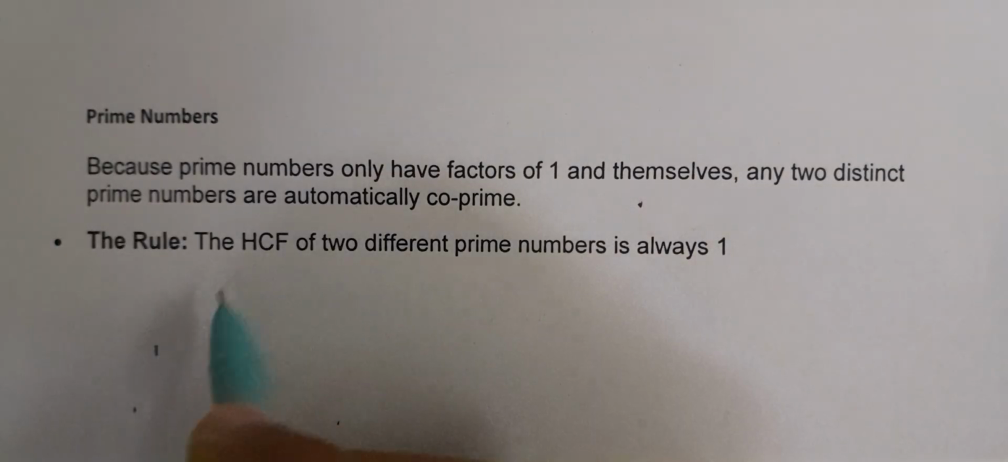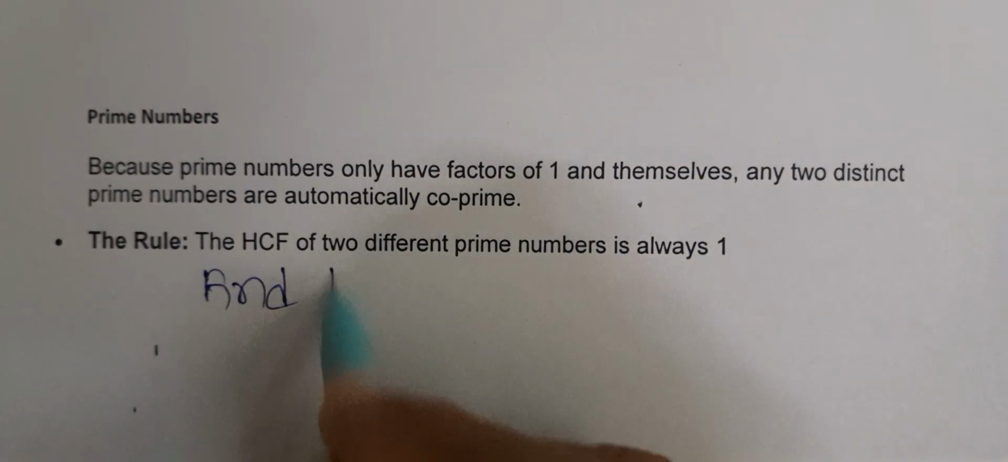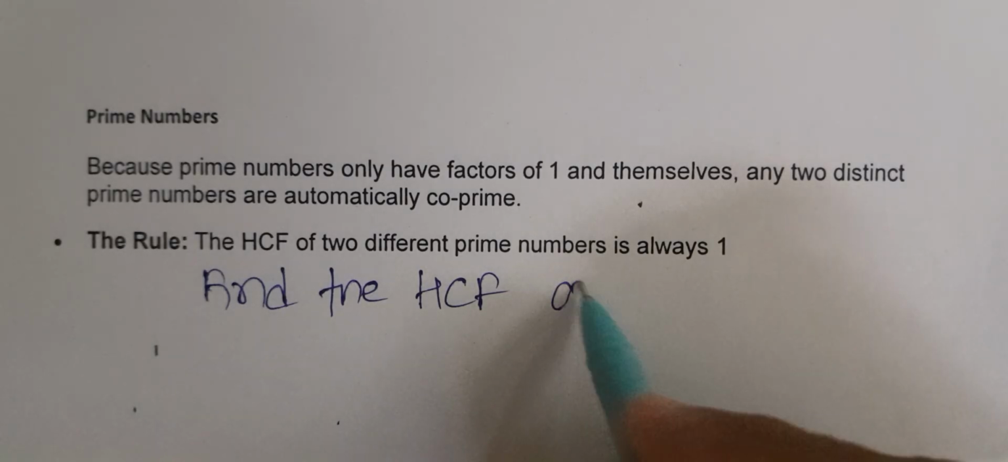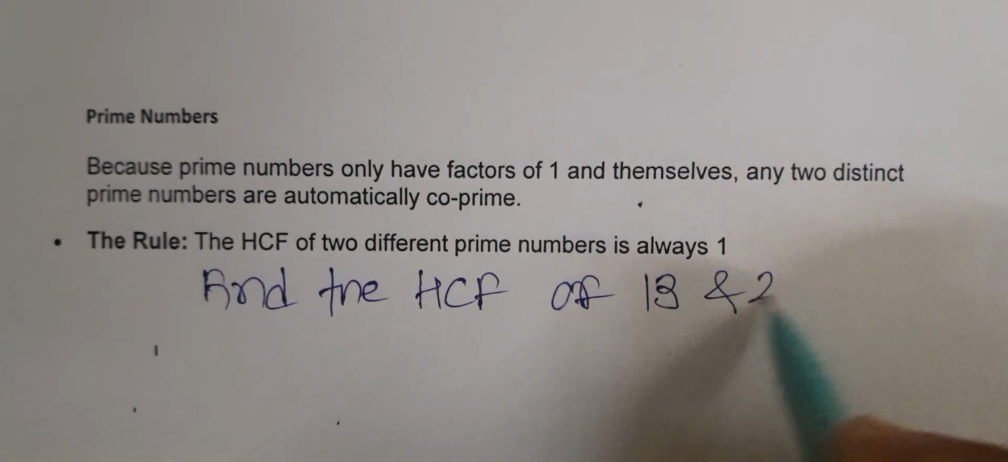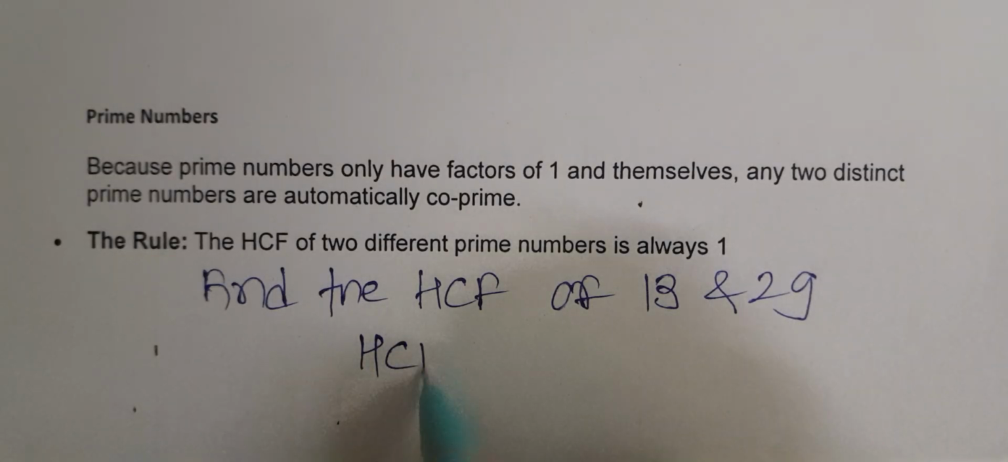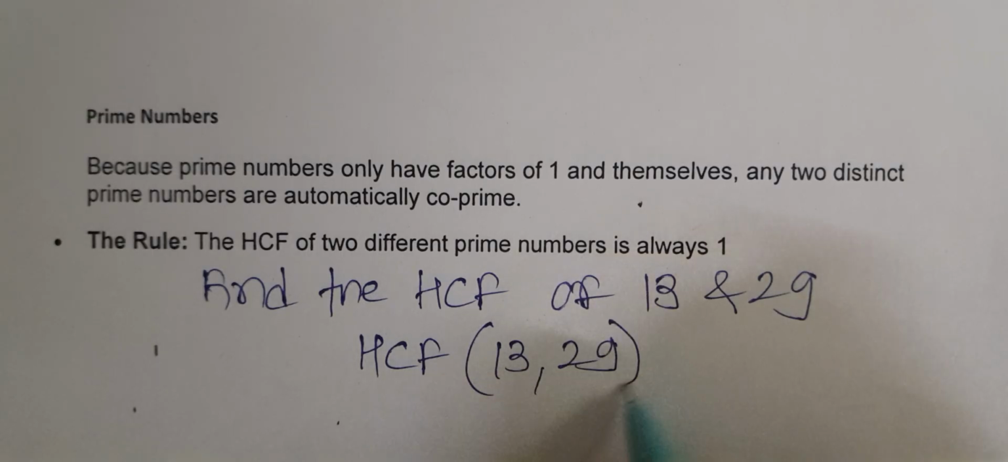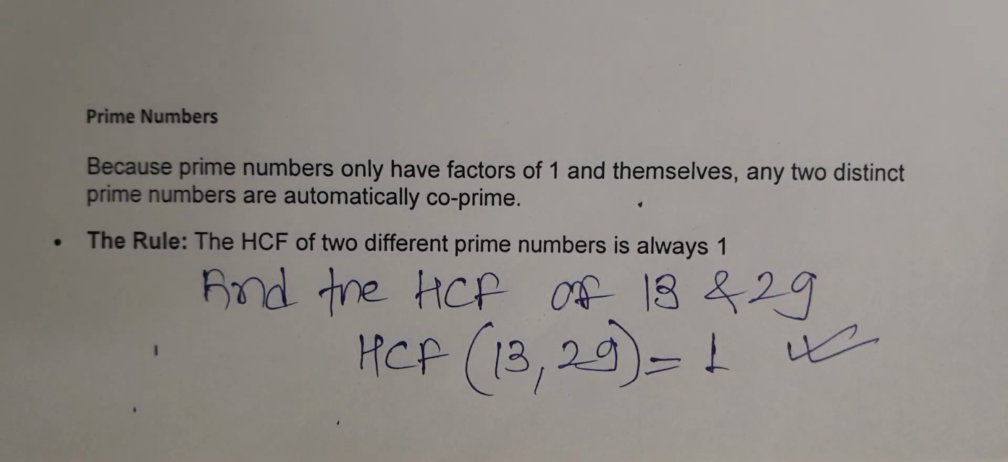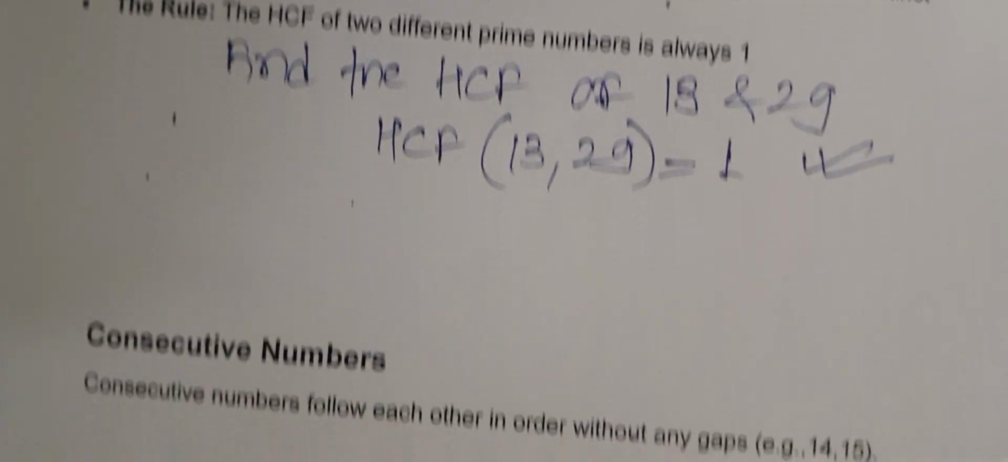So find the HCF of, suppose for example, 13 and 29. Both are prime numbers, therefore by using this rule we can directly write the HCF of 13 and 29 is 1. So this is by rule.